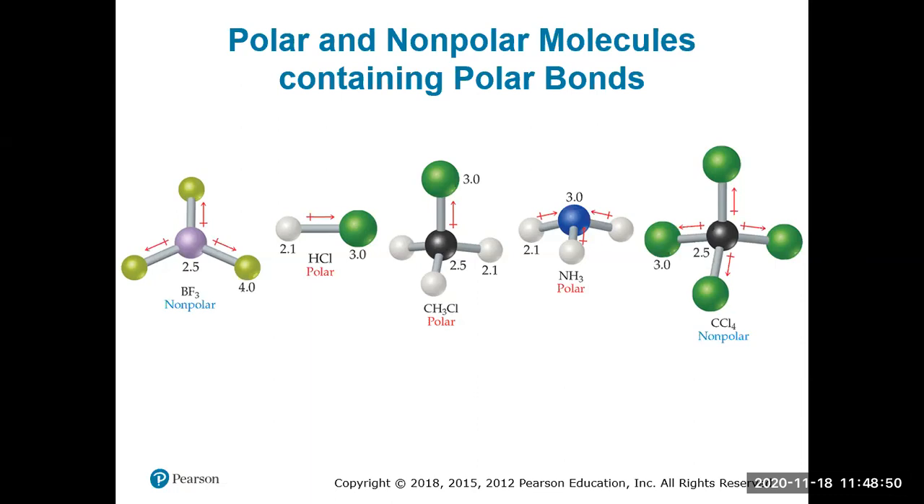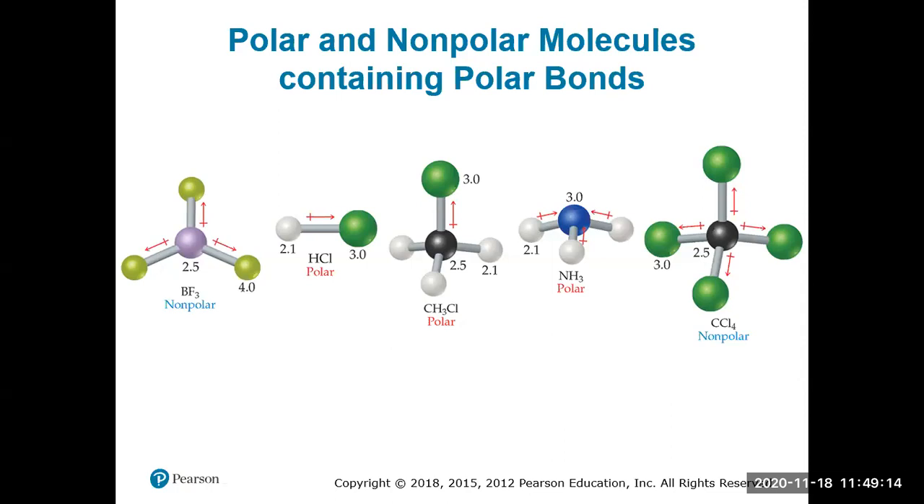NH3, we have the nitrogen bonding to 3 different hydrogen atoms. The nitrogen is more electronegative than the hydrogen, so we have dipoles going towards the nitrogen, and that'll be additive, and we wind up with a polar molecule there.